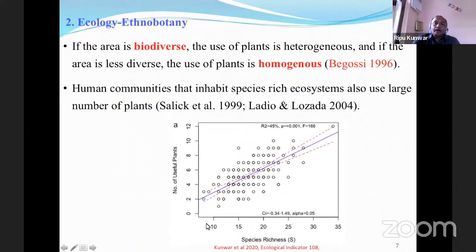This is data from more than 100 quadrats, with species in each quadrat and the number of individuals in each quadrat, and the graph shows that the number of useful plants increases as species richness increases. So there is a positive association between ecological and ethnobotanical variables.